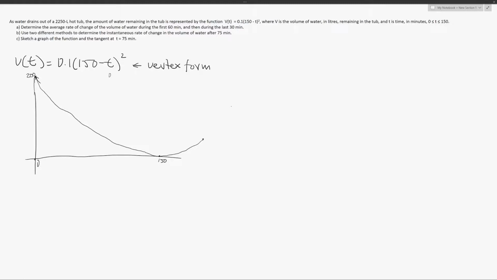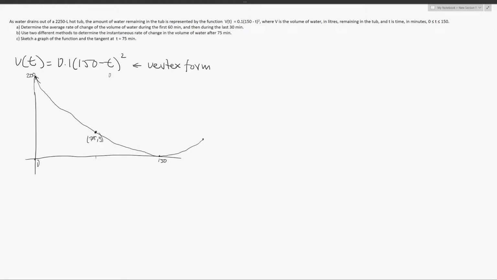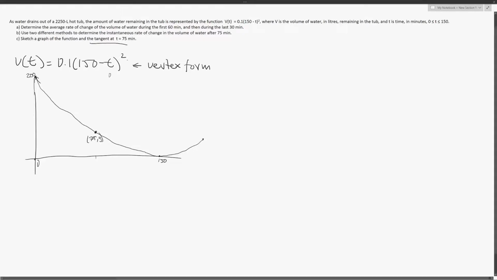Let's actually find where 75 would be on this graph. 75 would be halfway through, so it would be somewhere here. So now this is our point. Do we know what y is? So this would be 75, then some y value. We could find that y value by substituting 75 into the equation and solving, but we'll let that be for now.